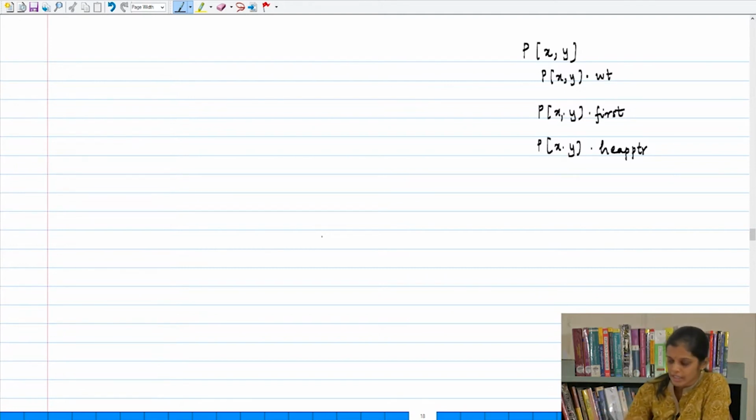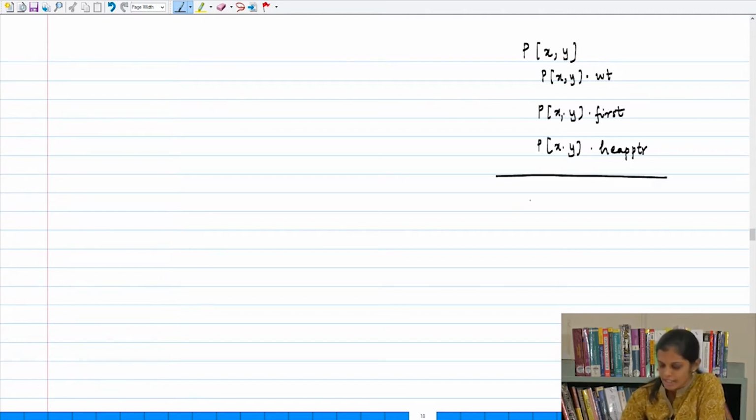So we are going to maintain a heap, and let me recall what is a heap. A heap is a data structure which allows us to store certain entities with a key associated with it. And what do you think is going to be the key associated with paths? The weight, right? So we are going to have a heap H of paths with weight of the path as key.